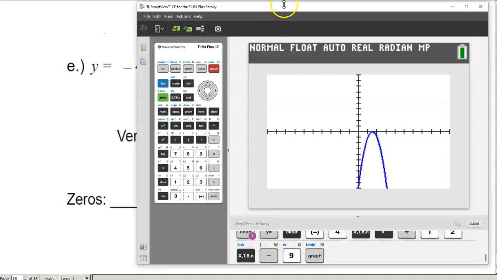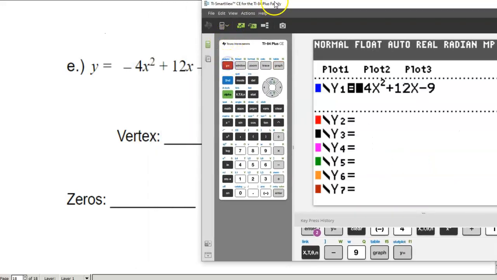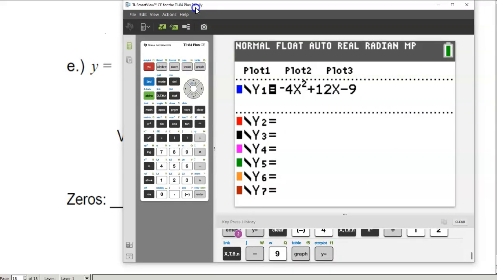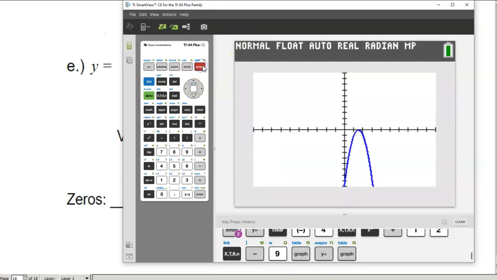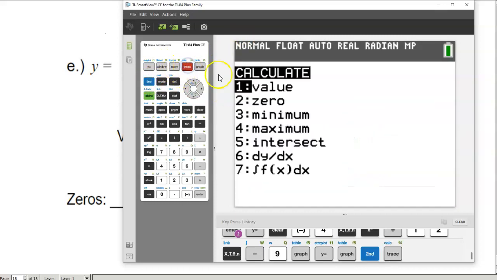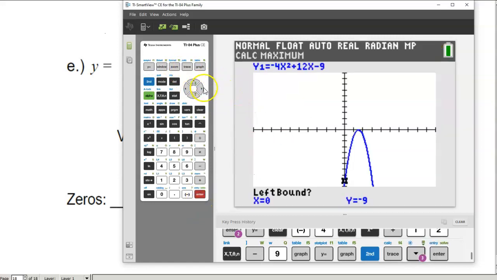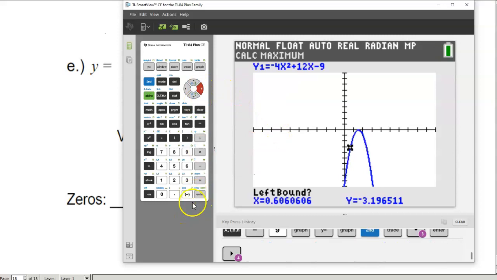All right, so if you were to graph the function, negative 4x squared plus 12x minus 9, you get this. And then if you want to find the vertex, you go to the calc menu, and it's a maximum here again. So I go to number 4, and I would go to the left, hit enter, go to the right, hit enter again, and enter one more time.